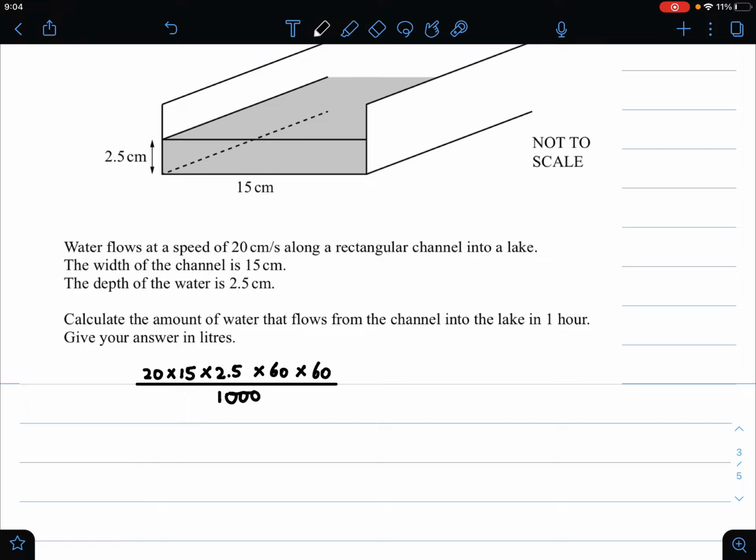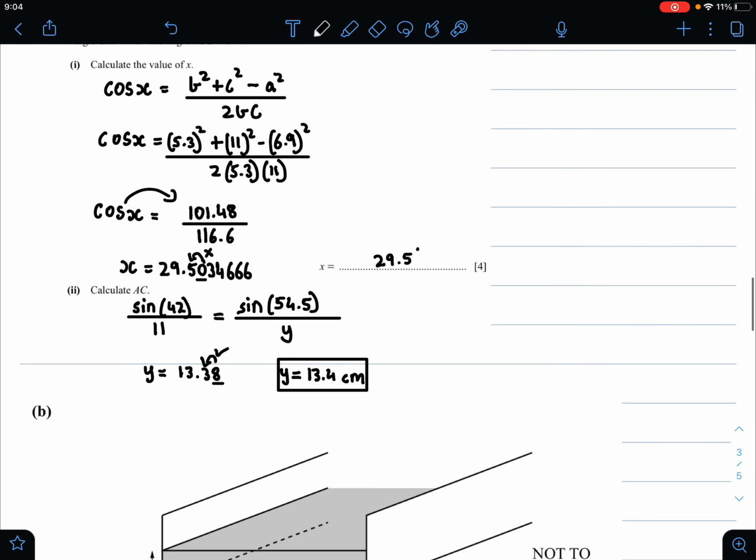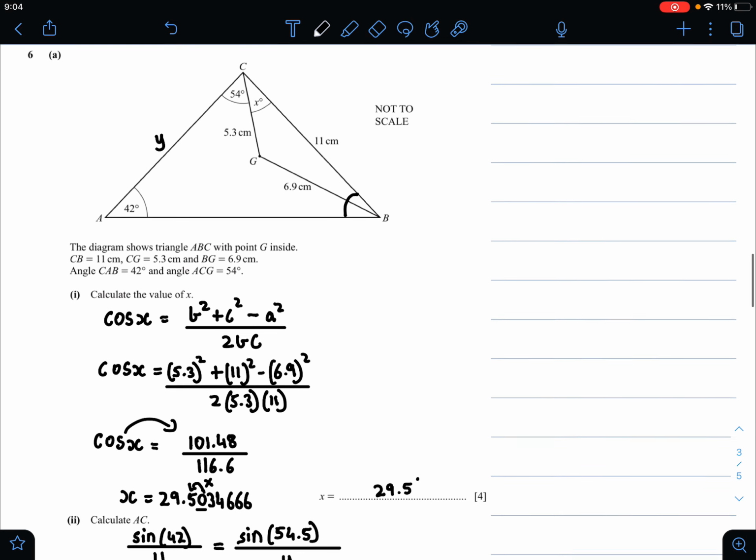So now when you input this calculation into your calculator, you will get the answer as 2700 liters, and therefore this will be your final answer for question 6.